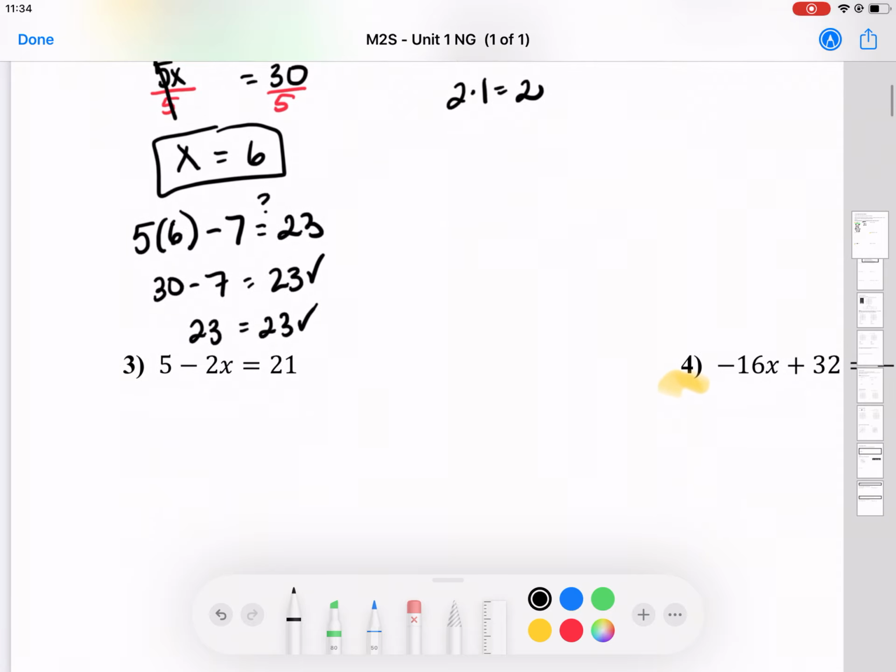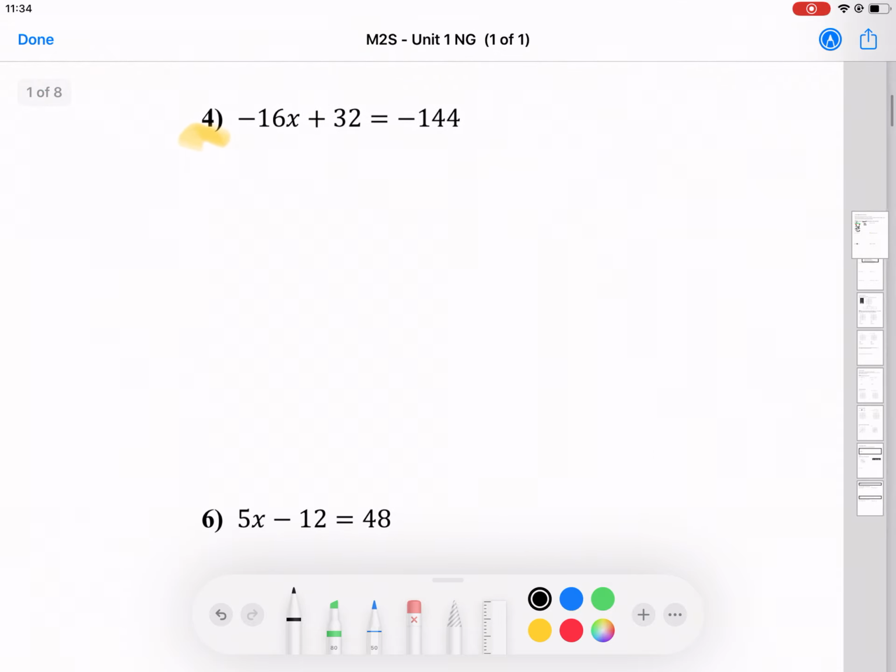Let's do another one. We're just going to do a few on this first video. I'm going to skip around. Okay, same thing with number 4. I want to get the variable by itself, and guess what? It's already by itself. There's no other term with an x on it. So this time we have a plus 32. To move the 32 over to the other side, we're going to subtract, because that's the opposite operation. And we're moving it to the other side because we're trying to get it away from the x.